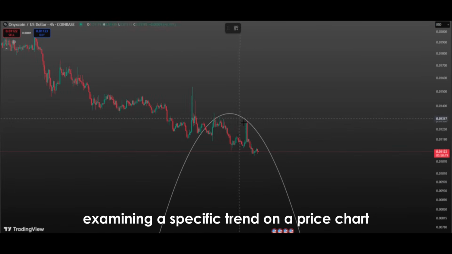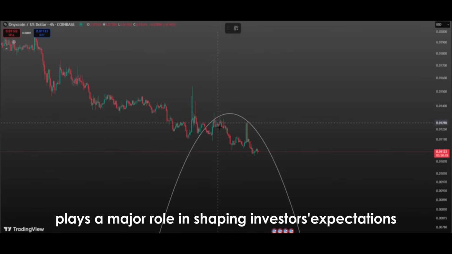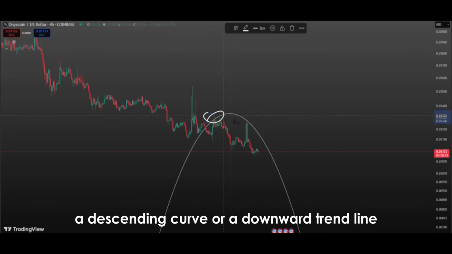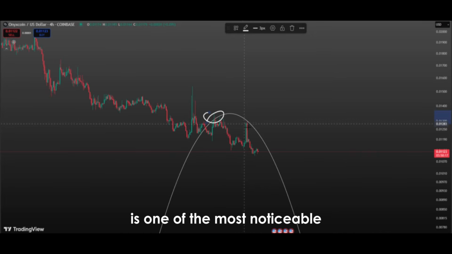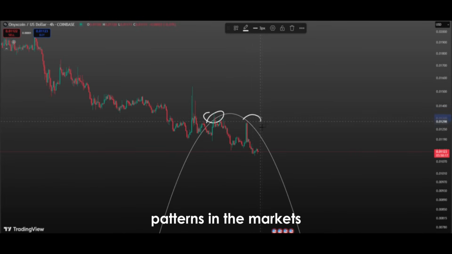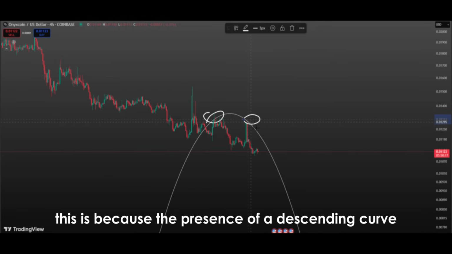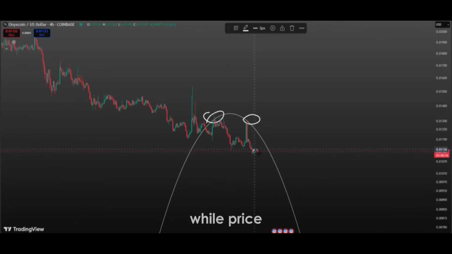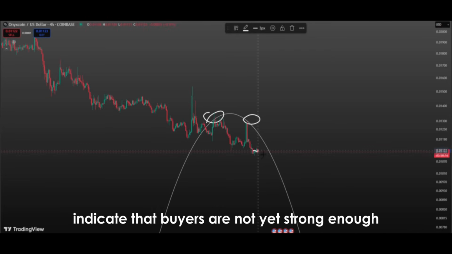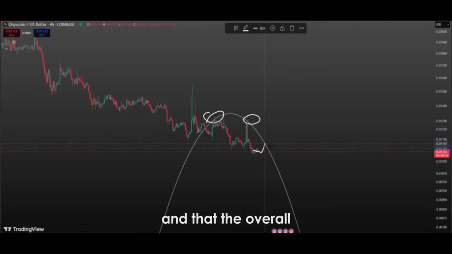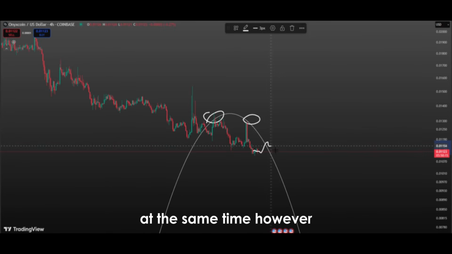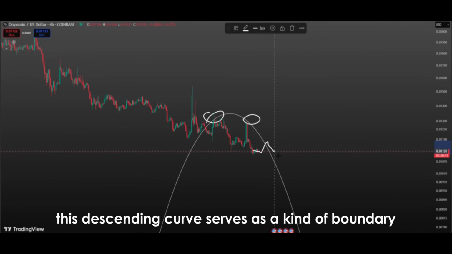Examining a specific trend on a price chart plays a major role in shaping investors' expectations for the future. In particular, a descending curve or a downward trend line is one of the most noticeable and frequently encountered patterns in the markets. This is because the presence of a descending curve signals that sellers are dominant in the market, while prices moving below this line indicate that buyers are not yet strong enough and that the overall direction of the market is downward.